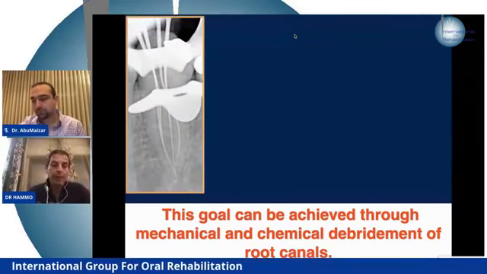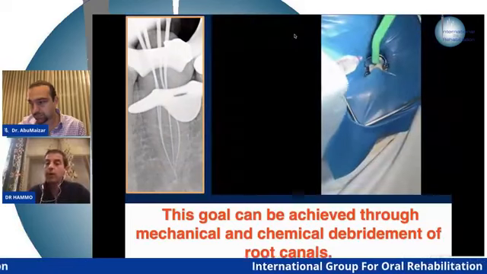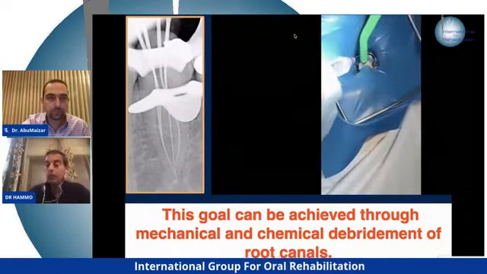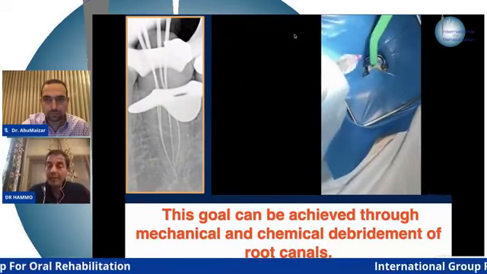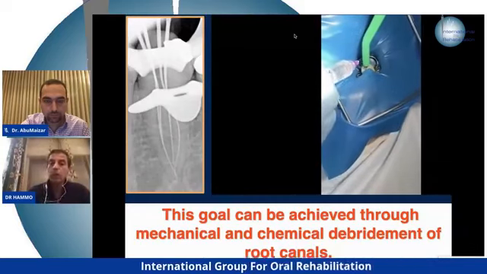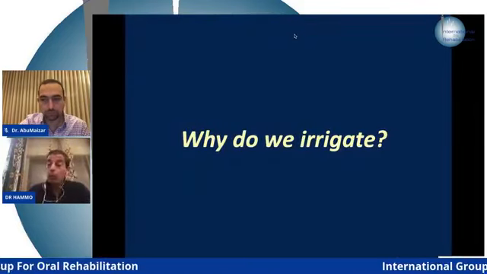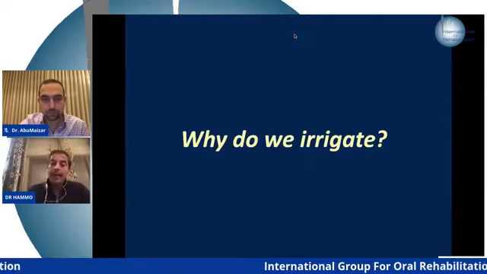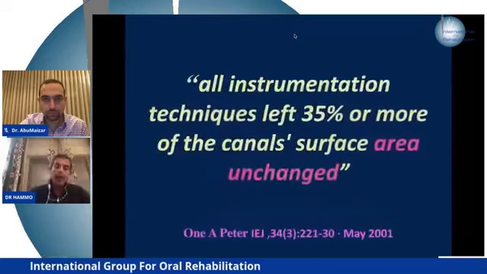So we will depend on the manual and mechanical files, and also on the chemical products, which we call irrigation. The mechanical part is not enough, and the chemical part is not enough. We need both of them to achieve such goals. But why is the mechanical part not enough? Why do we need to irrigate?